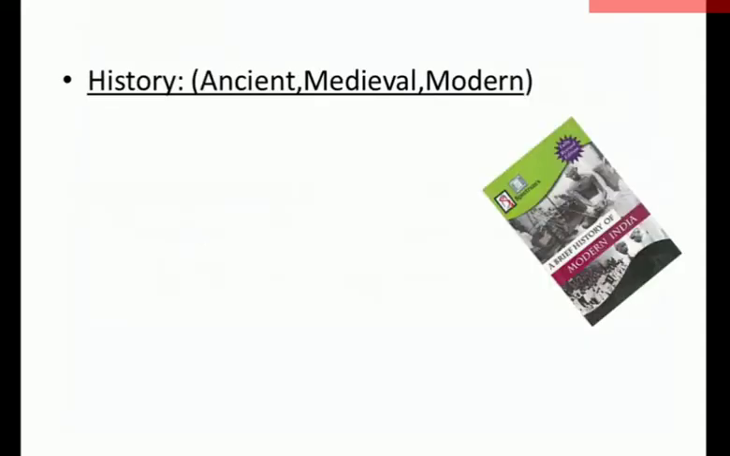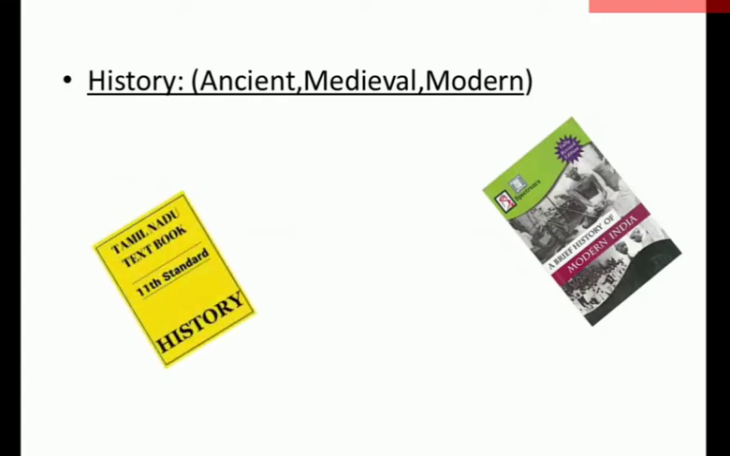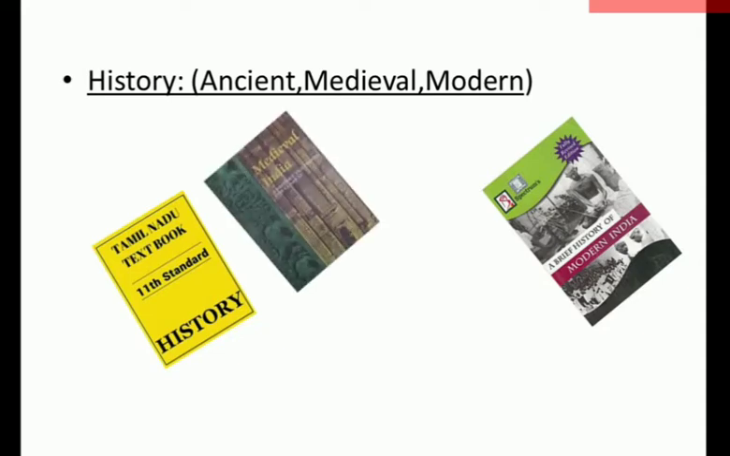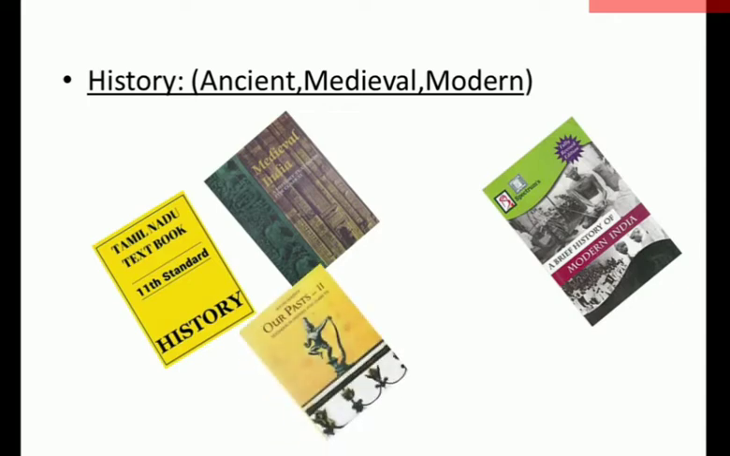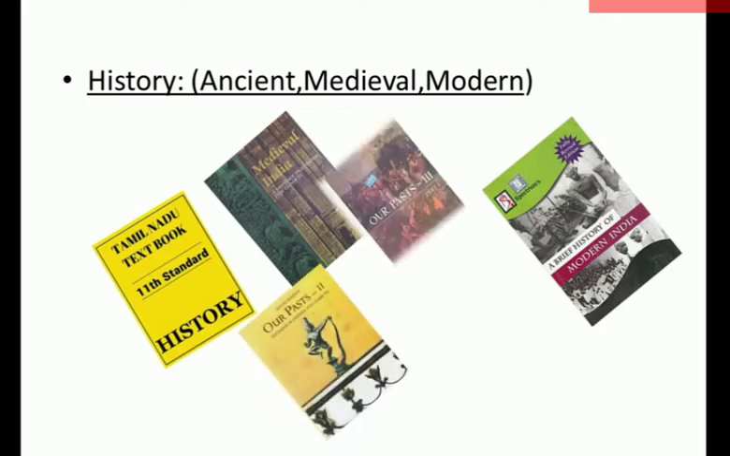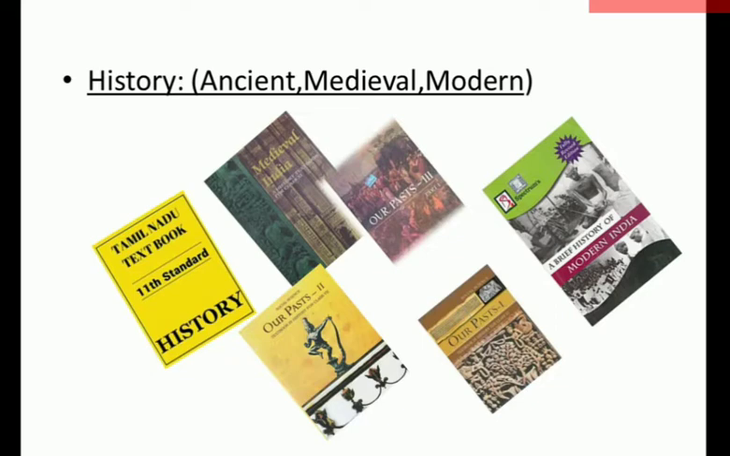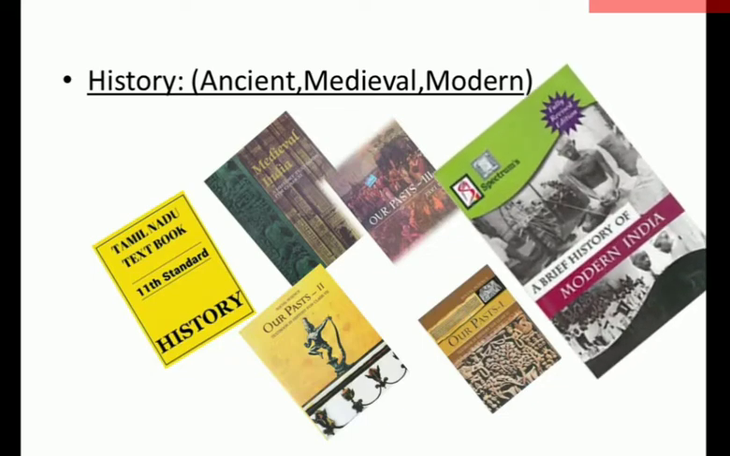History. You have three subtopics: ancient, medieval and modern. For the ancient part, you can refer to the Tamil Nadu standard textbook, and for the medieval, you can go with this book, which is old NCERT, and for your reference you can go with our past 1, 2 and 3 along with these books. These 5 books are for your ancient and medieval part, and for modern history you can just stick with Spectrum's single book, which is sufficient for your entire preparation.